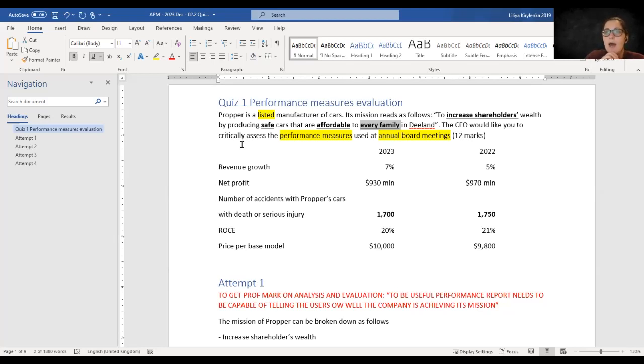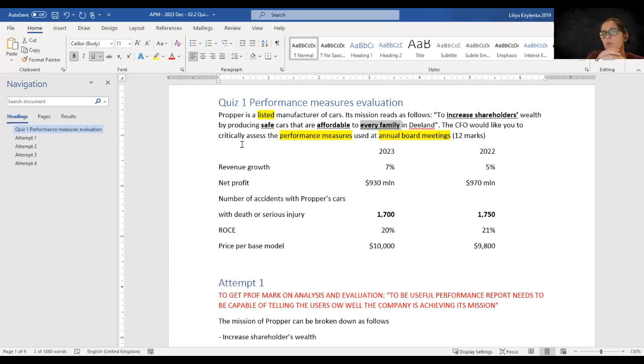So the mission statement talks about cars being affordable to every family in the land, maybe Proper would like to measure how many households do not yet possess a car. Okay, do we have anything that was not covered? No, we do not have.